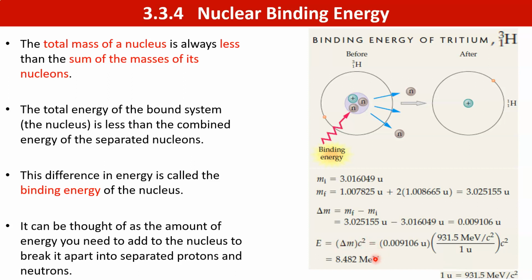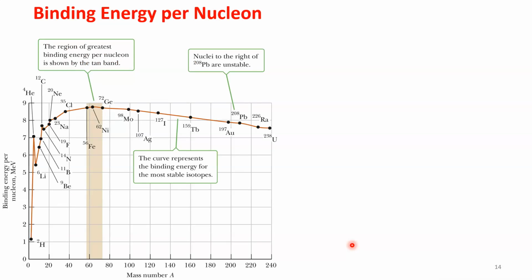Actually, this is the amount of energy that we need to break the protons and neutrons apart. This is the binding energy per nucleon. As you can see here, the binding energy per nucleon in mega electron volts versus the mass number A. The most difficult element to be broken apart is this one, nickel. It has the highest binding energy, followed by germanium and ferrum.